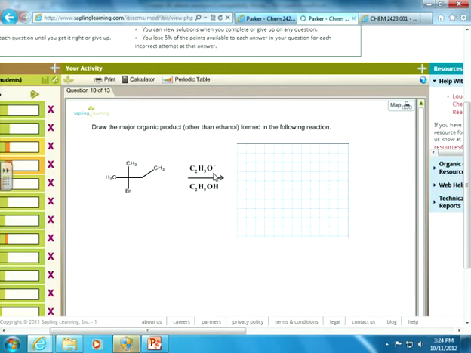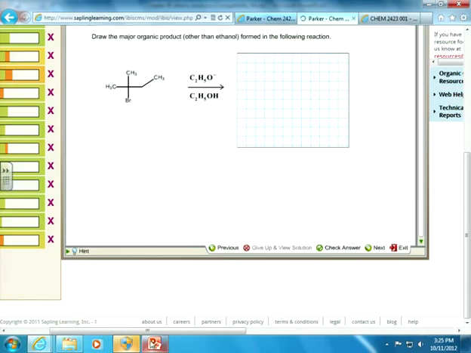Okay, what is my leaving group? Br. So here's my leaving group. Now, where will I form my double bond? Towards methyl, methyl, or ethyl? Ethyl. And that's the product. Does that make sense? So your bromine is gone, and your double bond is right there. Does that make sense? Any questions?